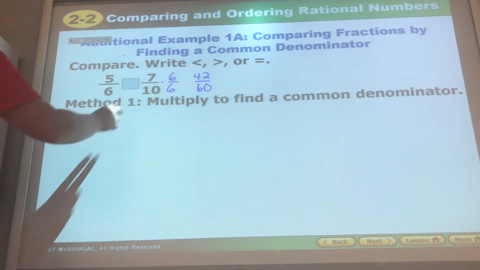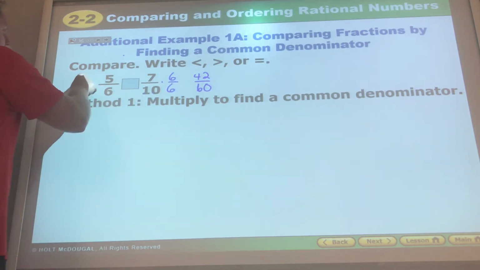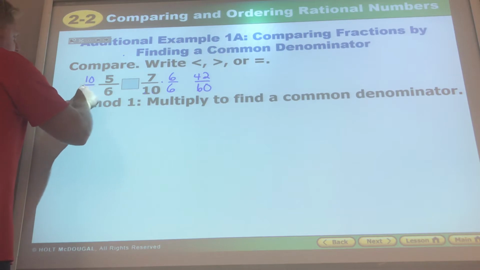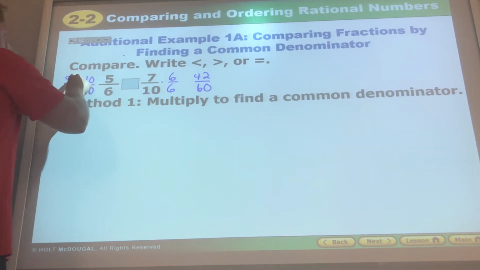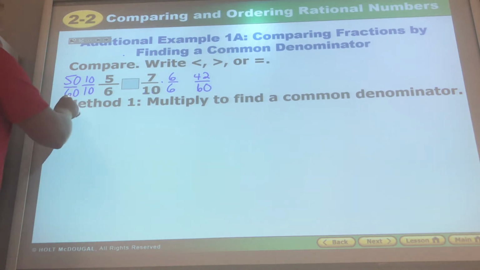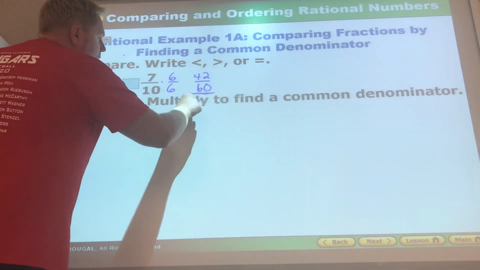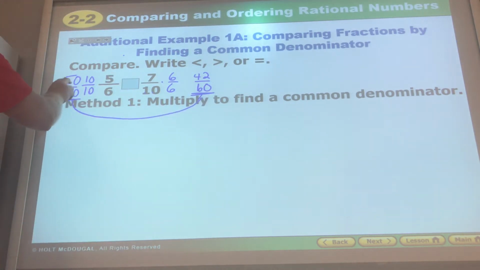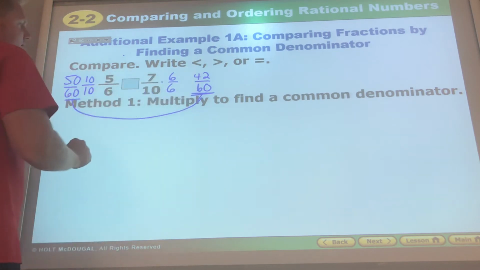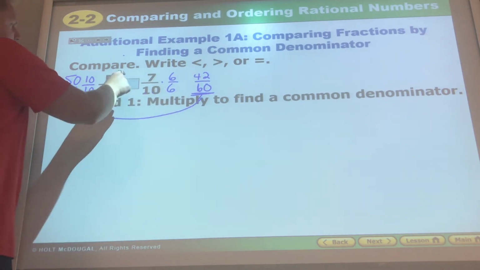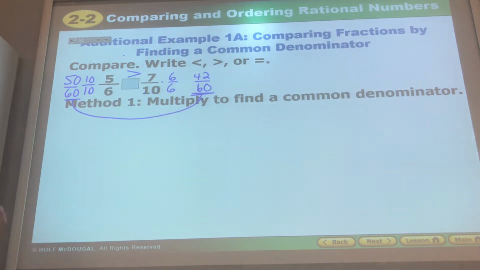Then we take this denominator and we multiply it by this side, 10/10. We will get 50/60. When we have denominators that are the same, we can easily compare. 50/60 or 42/60? 50/60 is more. We can put our greater than symbol showing that 5/6 is bigger.